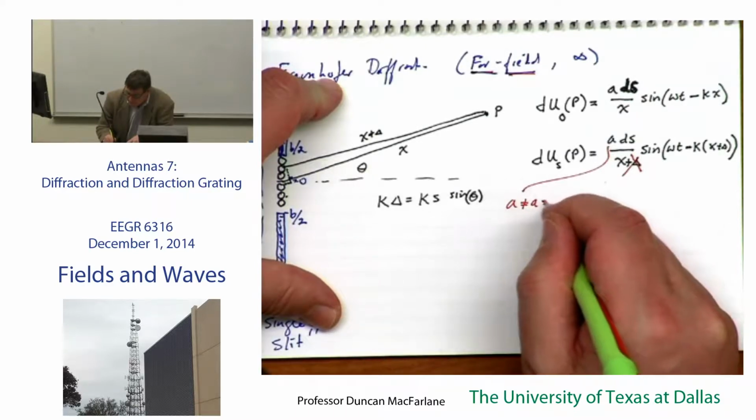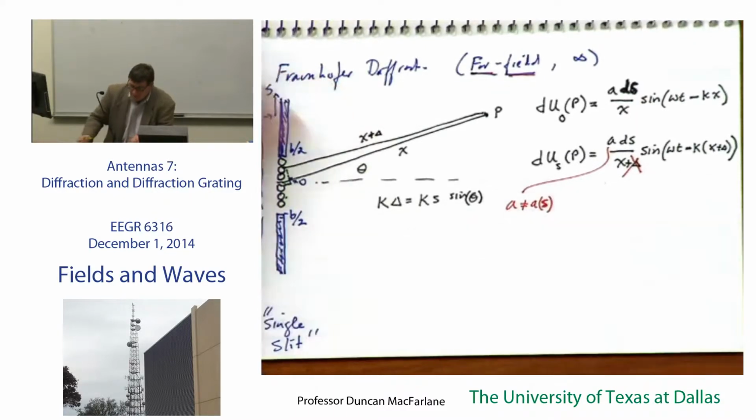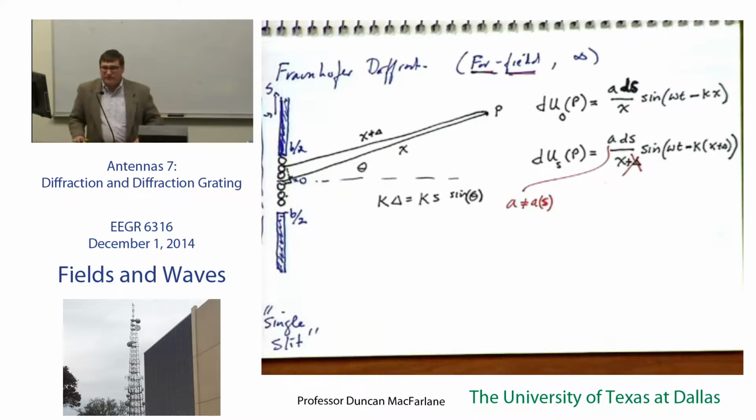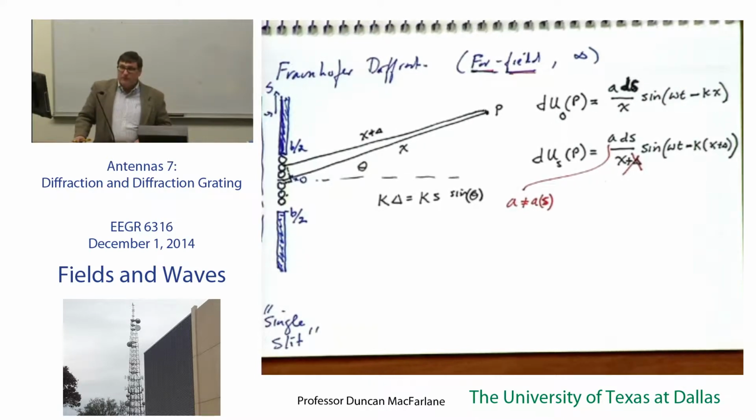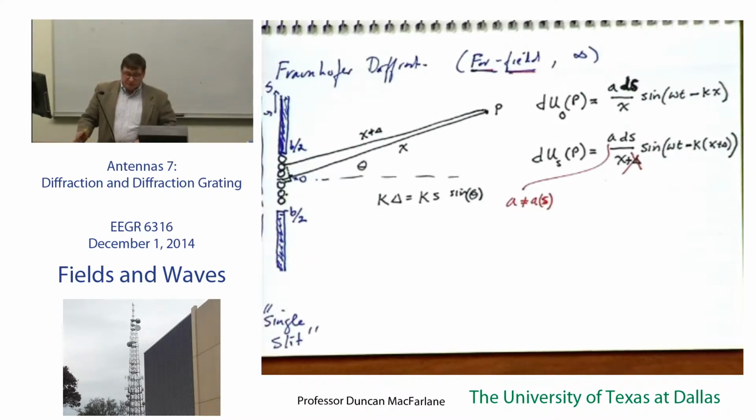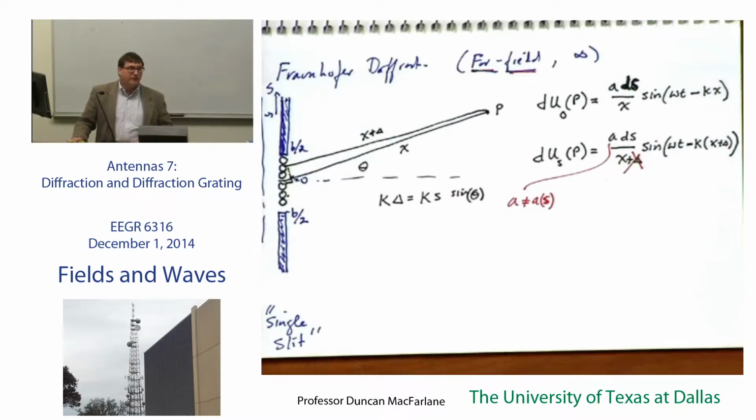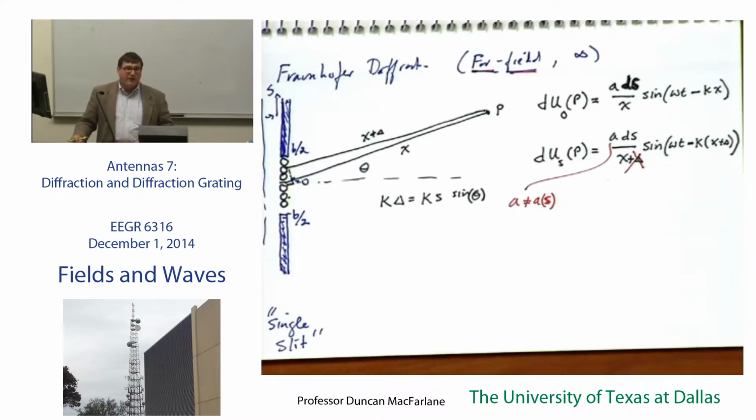In our problem, A is not equal to A of S. So it's constant. The magnitude of each and every one of these spherical wavefronts is constant as I move along the slit, the opening of the slit. So by writing this, I'm reminding you that your problem may be much more interesting.